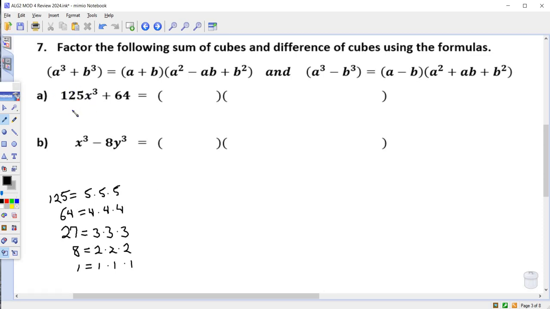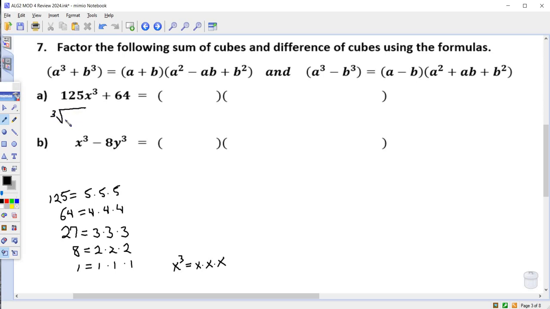So this here is a perfect cube, and this over here, the 125x cubed is a perfect cube, and 64 is a perfect cube. Right? X cubed is a perfect cube because x times x times x is x cubed. Right? Y cubed would be a perfect cube. So 125x cubed is a perfect cube, and 64 is a perfect cube. In order to find the a and the b, you need to take the cubed root of each of those terms.